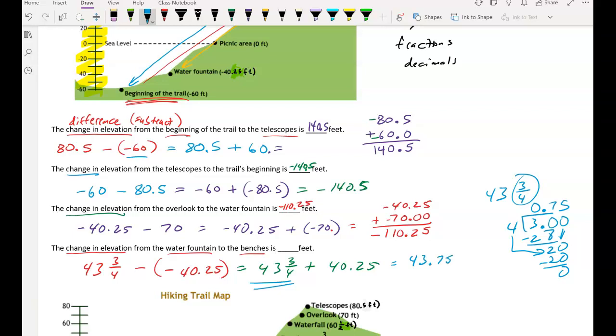So 43 and 3/4 is 43.75. And I'm going to add to that the 40.25. And when I do that, I get, let's see, 5 and 5 is 10, carry the 1. 7 plus 2 is 9, plus 1 is 10, carry the 1, don't forget the decimal. 3 and 1 is 4, and 4 and 4 is 8. So the change in elevation between the water fountain to the benches is 84 feet.